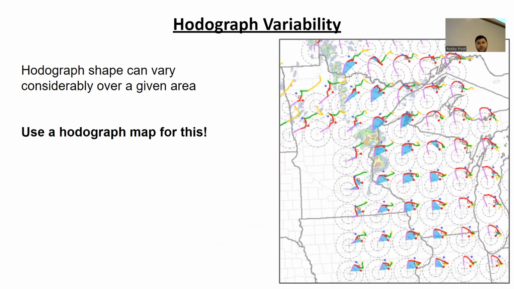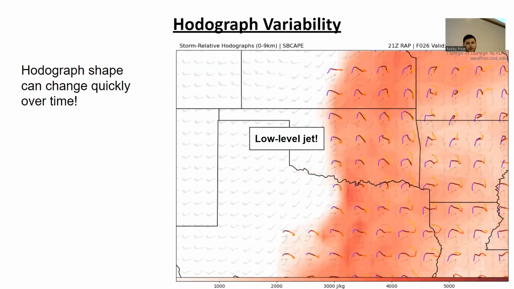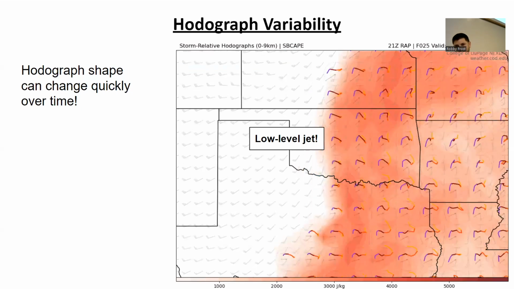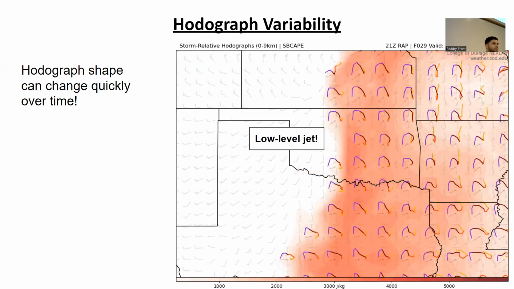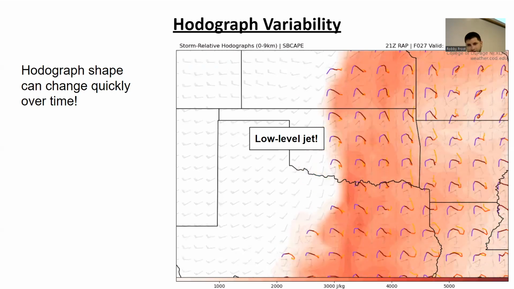So hodograph shapes can change over time. They can change over areas. This motivated, like Cameron said, using a hodograph map. You can see these changes spatially very easily. Another thing is hodograph shape can change quickly over time. So this is an example of a nocturnal low-level jet. We have the early evening transition. You get these really bowed out hodographs that you might be familiar with.